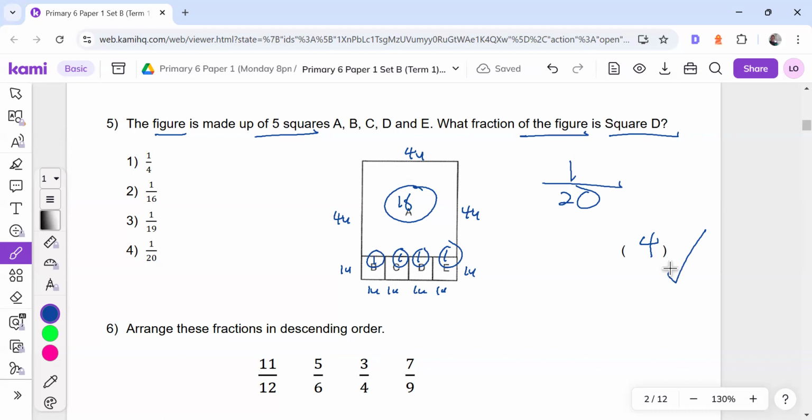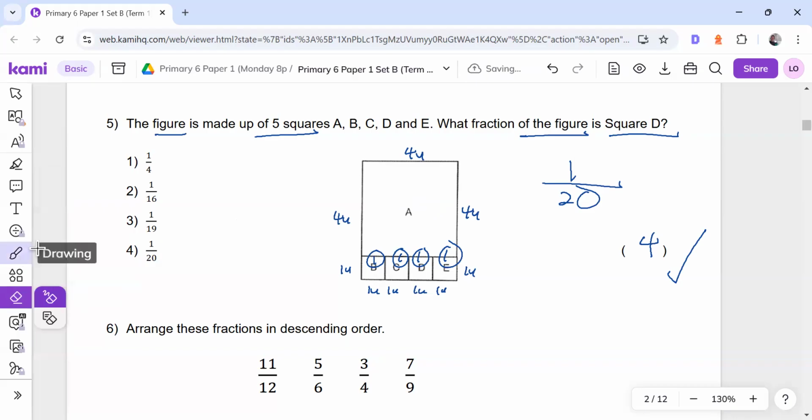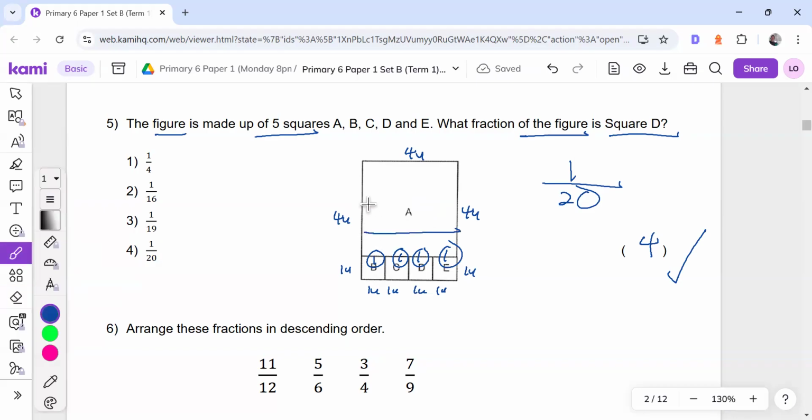So you can also cut it into all similar shapes. Let me quickly show you. You can also cut it like that, right? So yeah, 1, 2, 3, something like that.